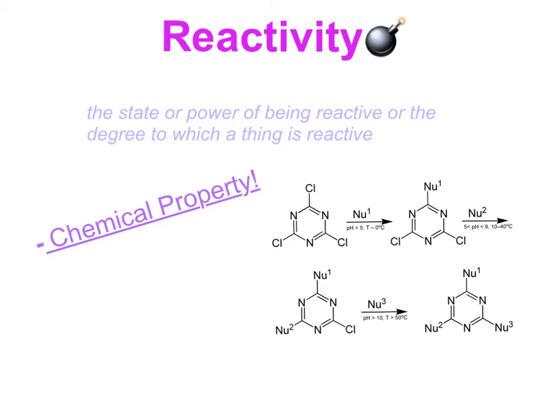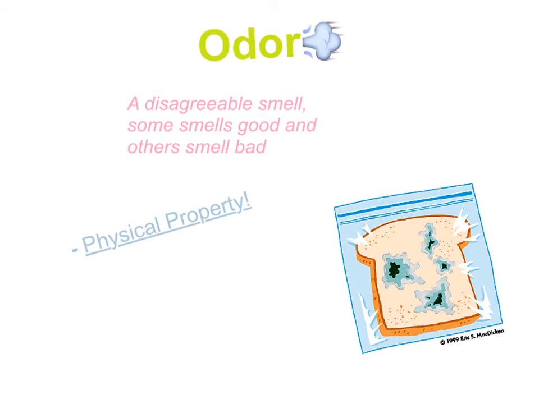Reactivity is next. This is the state or power of being reactive or degree to which a thing is reactive. And this is a chemical property, and here's an example of different things. This is now odor, and it is a disagreeable smell. Some smells good and others smell bad, and it's a physical property because the smell is changing.